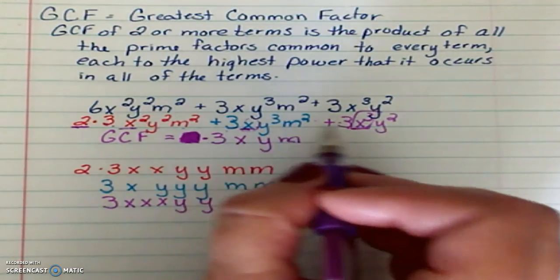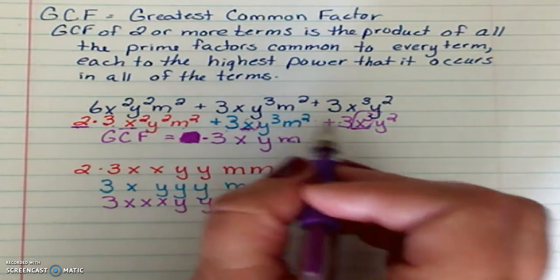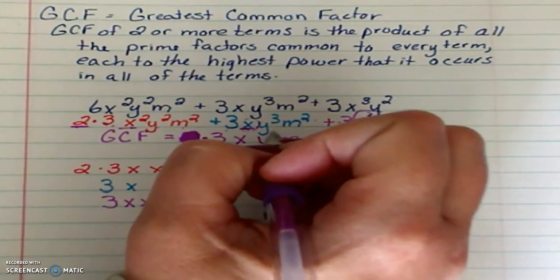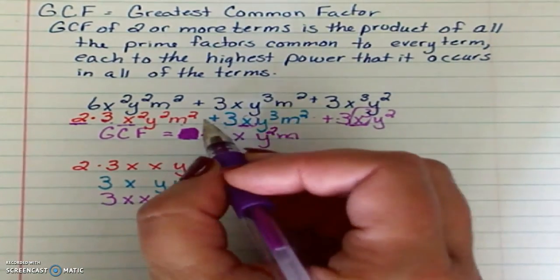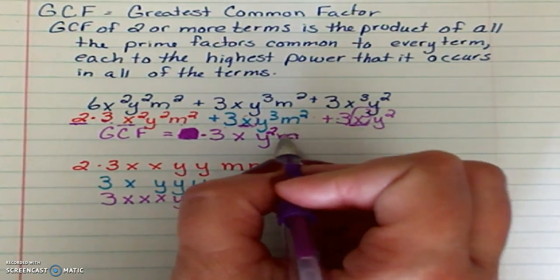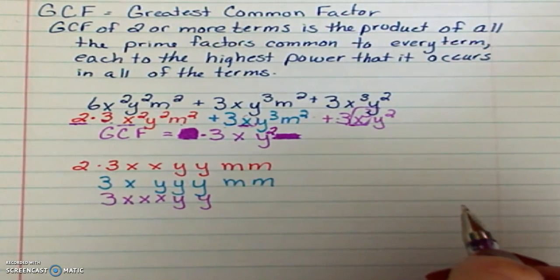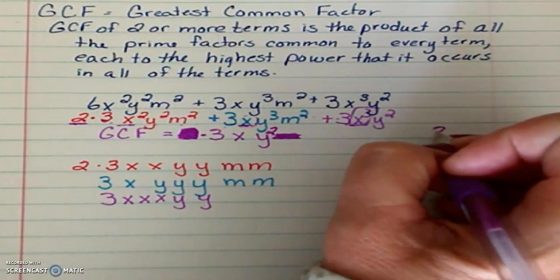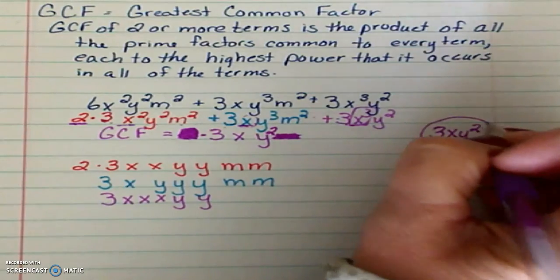Now y is in every single term, and you have y squared, y cubed, y squared. The most that you have in every single term is y squared. You have at least y squared in every single term. M is a factor only in 2 of the terms, so that does not become part of your greatest common factor. So your greatest common factor is 3xy squared.